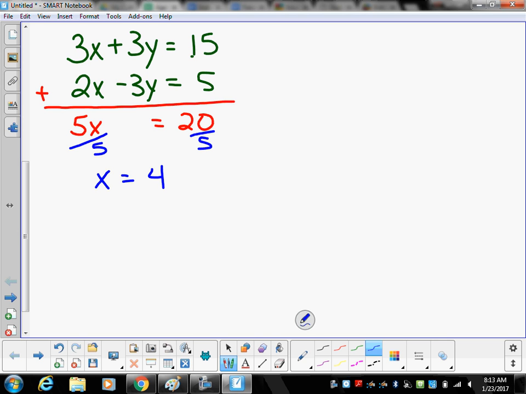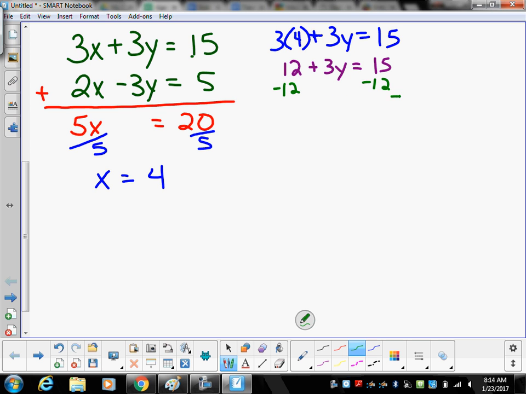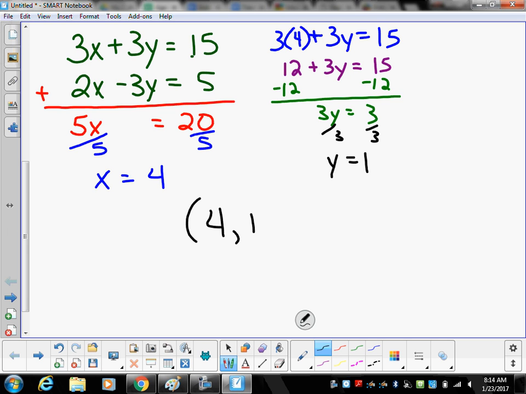So in that first equation, where the x is, we're going to put the 4. So 3 times 4 plus 3y equals 15. So 3 times 4 is 12. Subtract your 12 from both sides. So 3y equals 3. And then divide by 3. y equals 1. So x comes before y, so my solution is the ordered pair 4, 1.